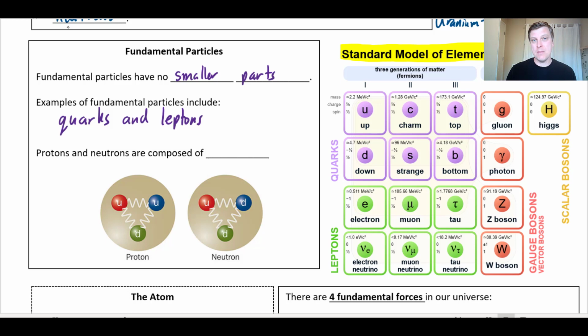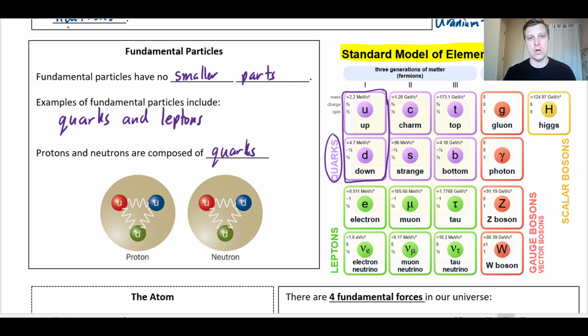Now, we talked about fundamental particles like quarks, okay? So quarks are a fundamental particle. In fact, the two maybe most common ones that you might run into in your day-to-day life are going to be up and down quarks. As it turns out, up and down quarks is actually all we need to make regular run-of-the-mill protons and neutrons. So they are both made of quarks.